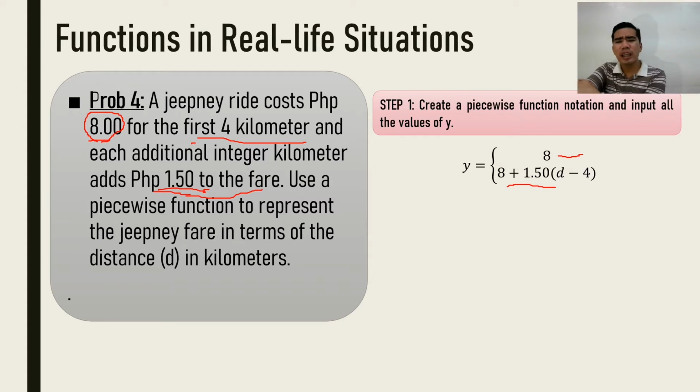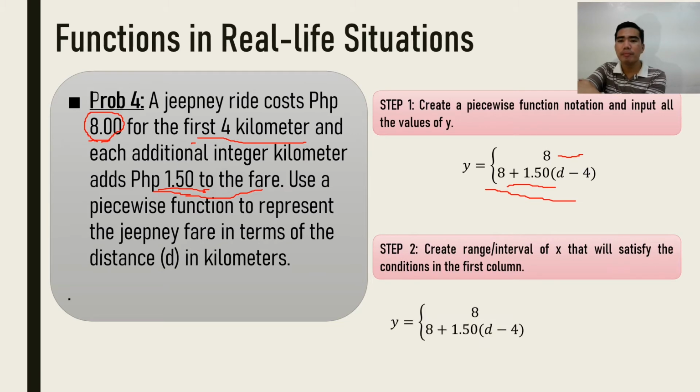Why do we subtract by 4? Because when we exceed 4 kilometers, only then is there an additional 1.5 pesos. Okay? That is our number 1. So we will create it first like this to make it easier.